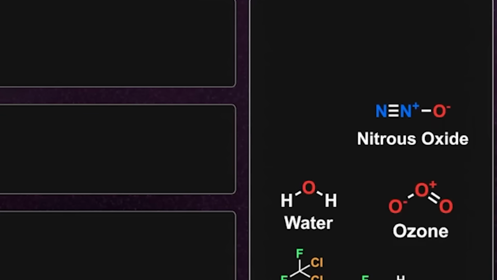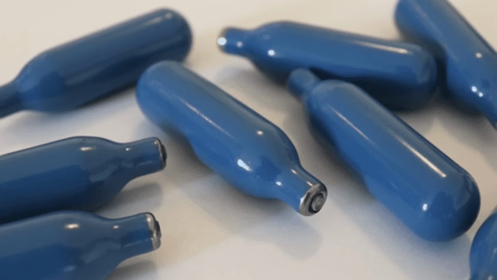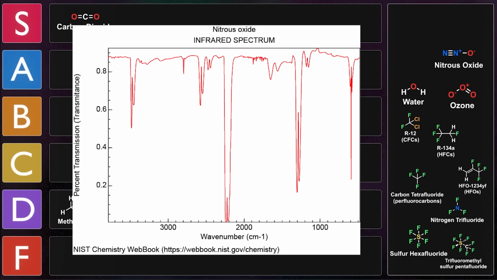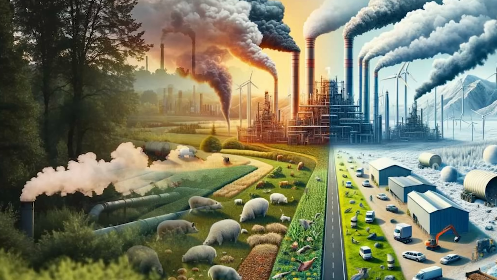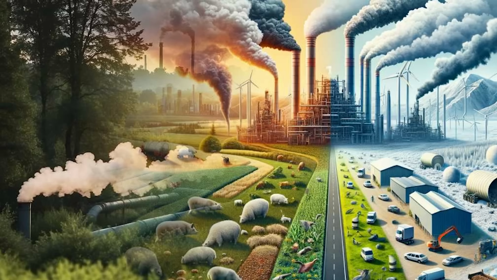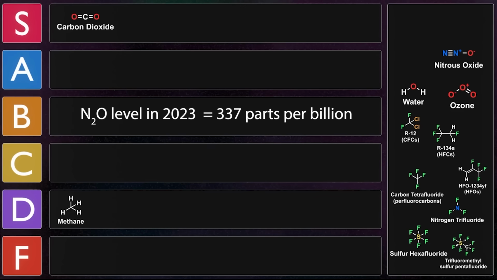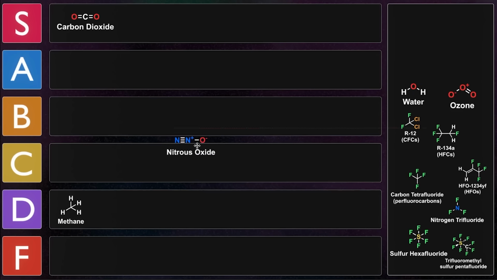but it's still one of the gases that we need to really reduce emissions of if we're going to combat global warming. This next funky-looking molecule is nitrous oxide. You might be familiar with nitrous oxide. Nitrous oxide is used as the gas for whipped cream, and it even has a sweet taste. Nitrous oxide, with a global warming potential of 273, is primarily emitted from agricultural activities such as soil management practices, fossil fuel combustion, industrial processes, and biomass burning. Despite its relatively lower concentration in the atmosphere, its high global warming potential makes it a potent greenhouse gas. Nitrous oxide is definitely worse than methane, so we can put it right into C tier.